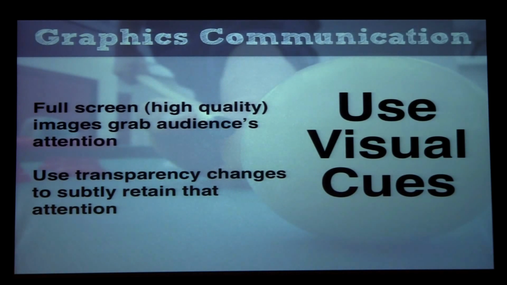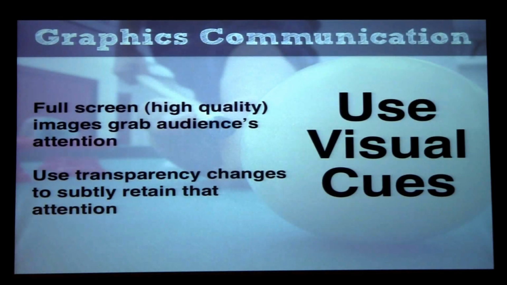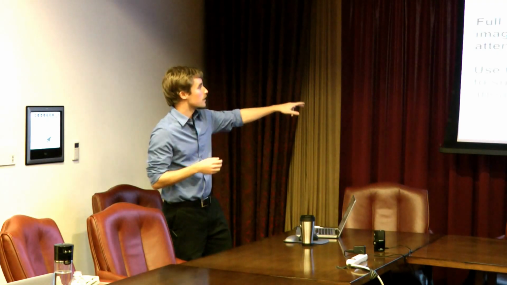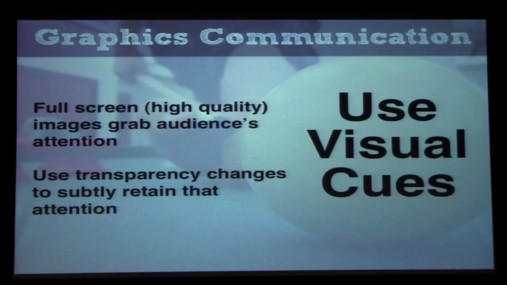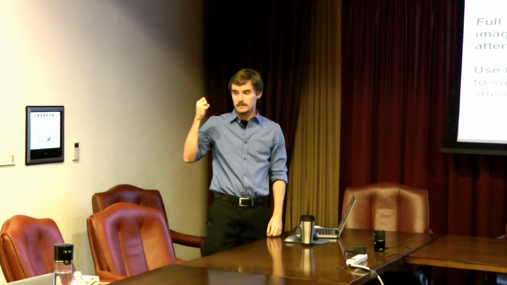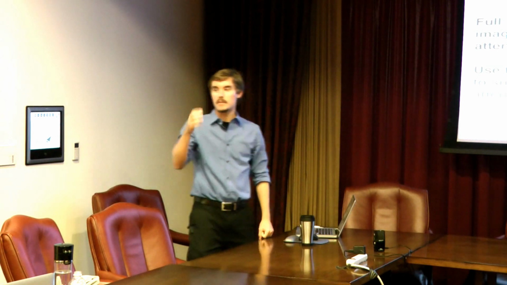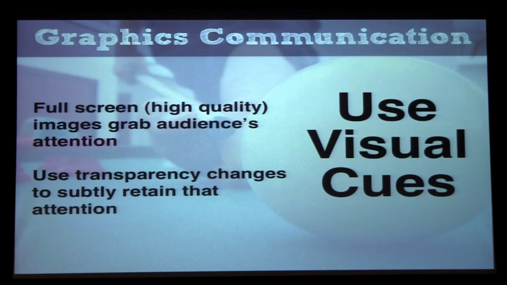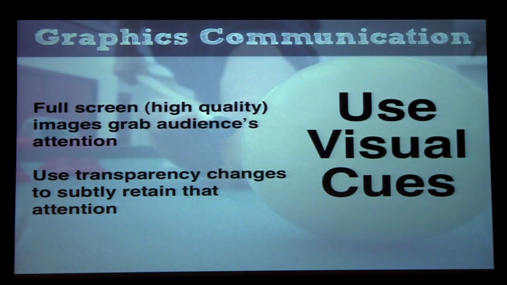So, for instance, just using full screen, high quality images, like the things that we grab from Stock Exchange, already grabs your audience's attention right off the bat. You can also use transparency changes, kind of like how I just did between these two, to kind of retain that initial attention grab, but then still have it be light enough so that your text is legible. That's like a really easy trick to use without changing gears too much.